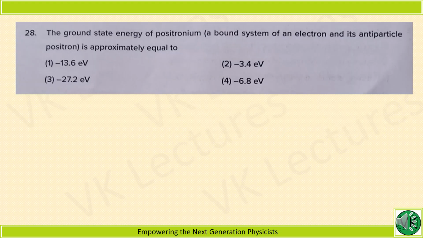The ground state of positronium, a bound system of an electron and its antiparticle positron, the energy is approximately equal to option 4, minus 6.8 electron volt.